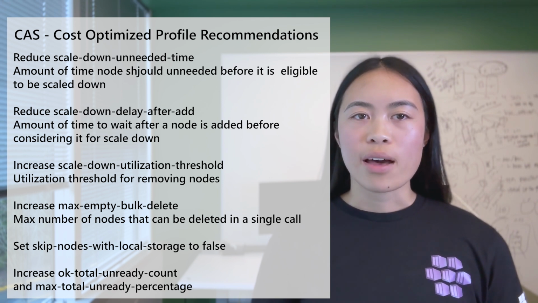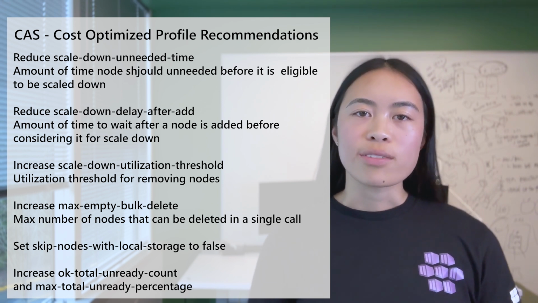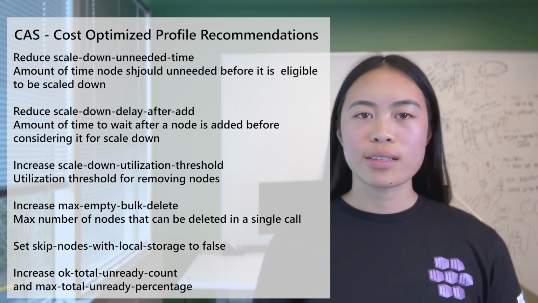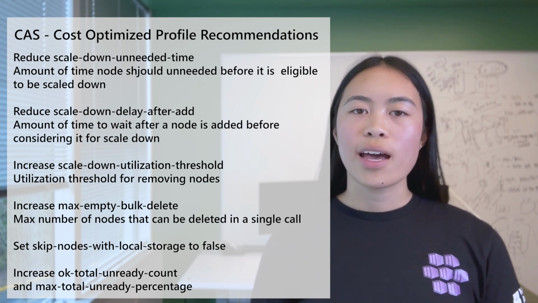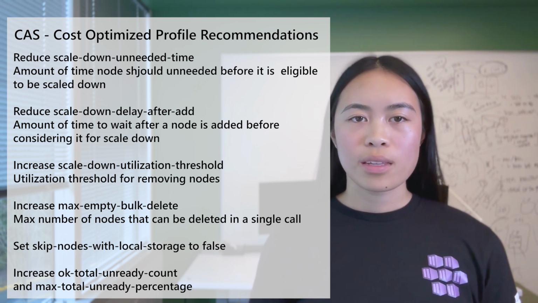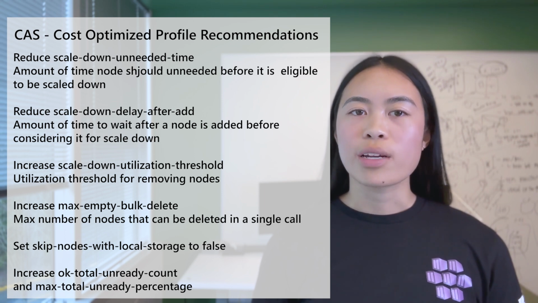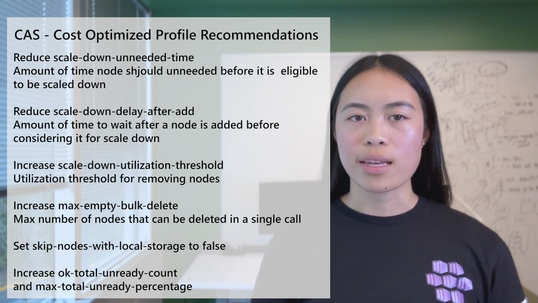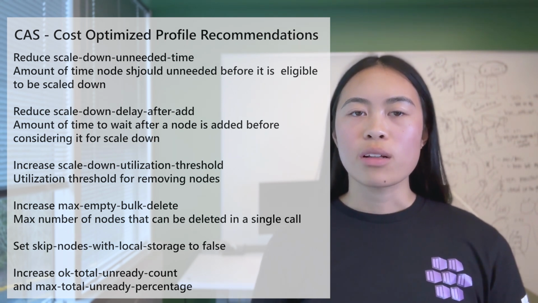Reduce scale-down delay after add, and scale-down unready time. Increase scale-down utilization threshold, and max empty bulk delete. Also, increase OK total and ready count and max total and ready percentage. For more information on the settings, defaults, and different profile configurations, check out our AKS docs on how to use a cluster autoscaler on AKS. So Cluster Autoscaler is responsible for scaling the node count up and down based on pending pod resource requests.